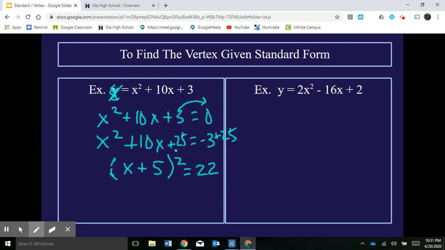Look at the form that it's in now. It's in the vertex form. This is the vertex form. So the vertex, my answer would be -5 because it's opposite of whatever this is, and 22.